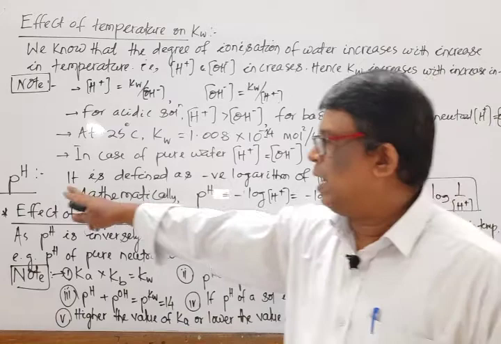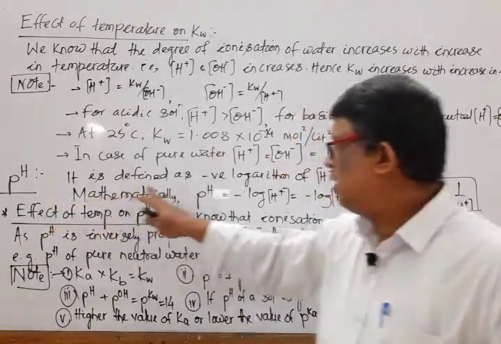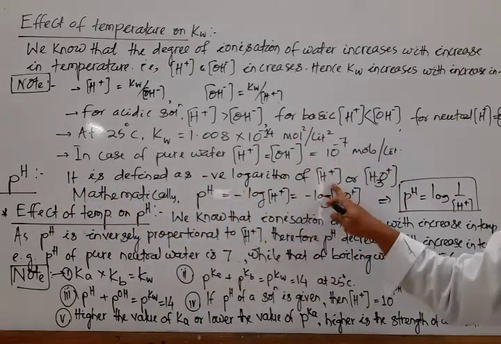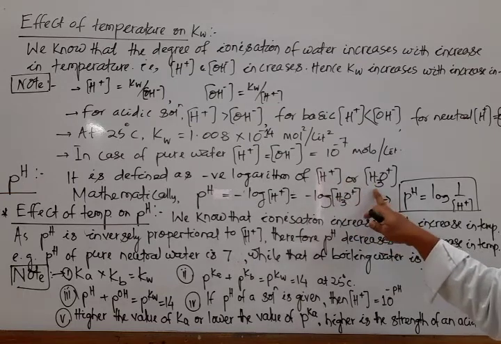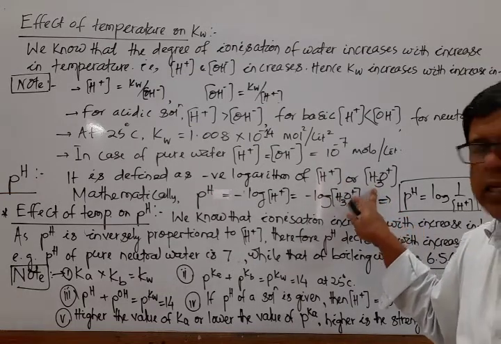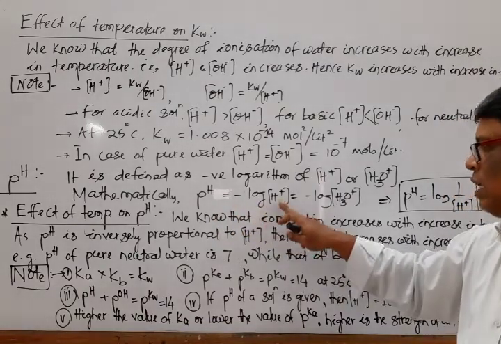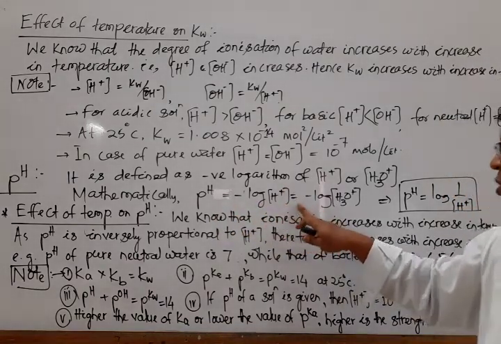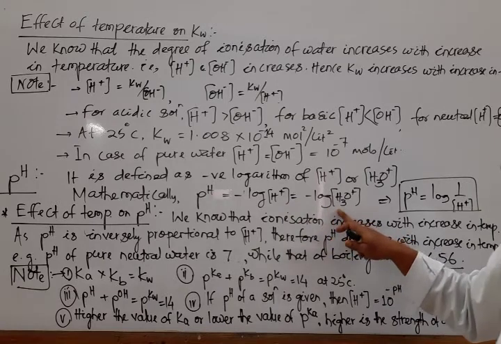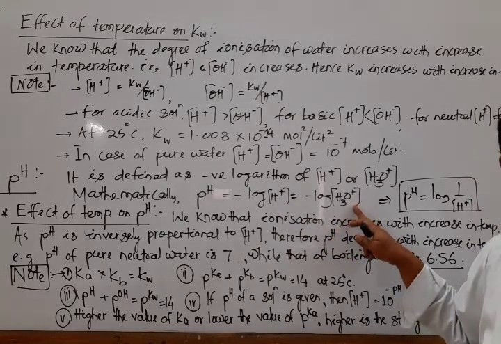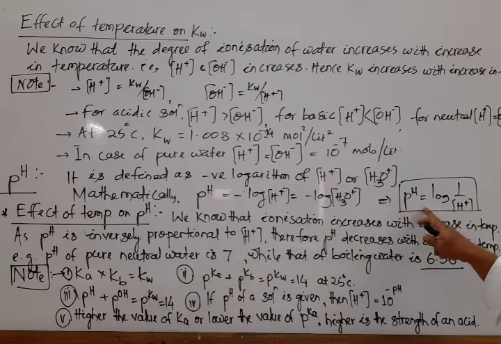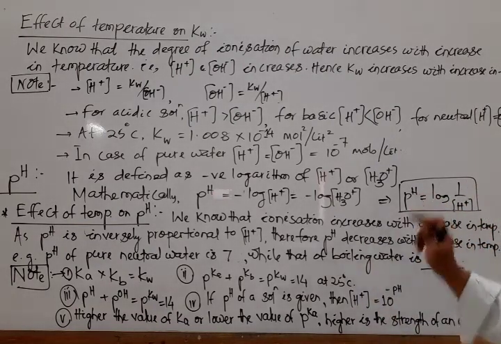Next, come to the pH. What do we mean by pH? It is defined as the negative logarithm of H plus ion or H3O plus ion concentration. Mathematically, pH is equal to minus log base 10 H plus ion concentration, which is equal to minus log H3O plus ion concentration, or one can write pH is equal to log 1 by H plus ion concentration. So from this it is clear that H plus ion concentration is inversely related to pH.